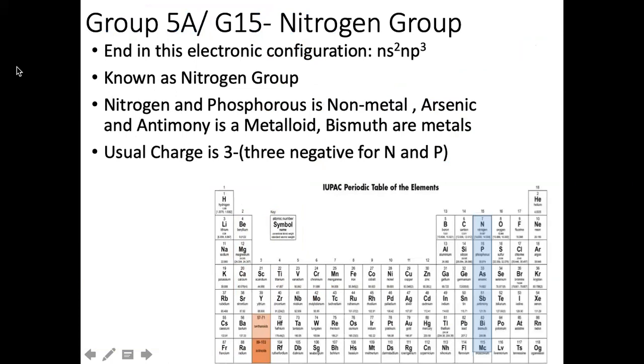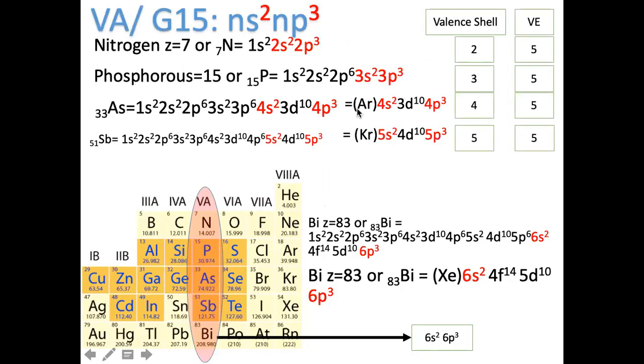Next, note that nitrogen and phosphorus are non-metals, arsenic and antimony are metalloids, and bismuth downwards are metals. And the usual charge of these is 3 negative. Why 3 negative? Why do we start now with 3 negative? Take note of the ending of the elements. I want you to take note, class, of the ending of these elements.